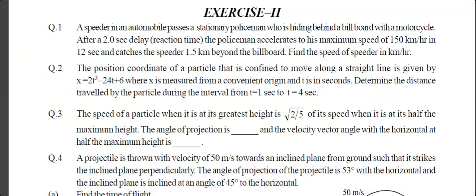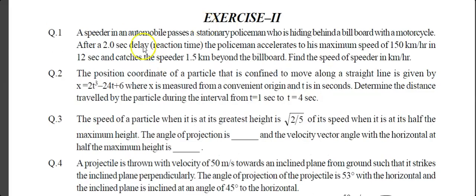Now let me give you some hints or solutions for this exercise, the way we have discussed exercise 1. So this is question number 1, you can read it. It says a speeder moves passing through a stationary policeman hiding behind a billboard with a motorcycle. This 2 seconds is a delay, that is the reaction time of the policeman, and the policeman accelerates to a maximum speed, and this happens in 12 seconds. Later on, the policeman catches this speeder 1.5 kilometer beyond the billboard. We need to find the speed of the speeder.